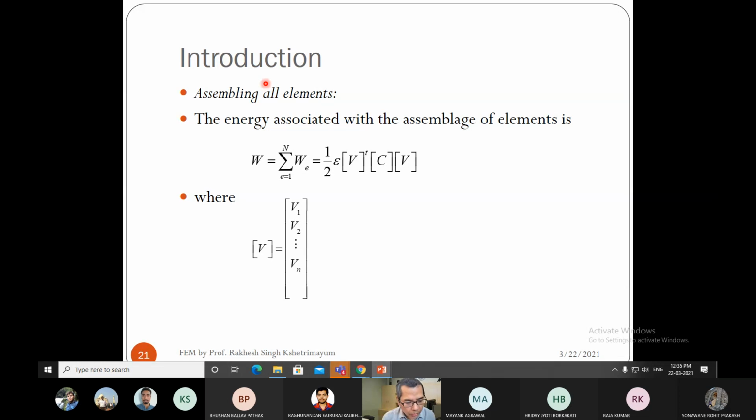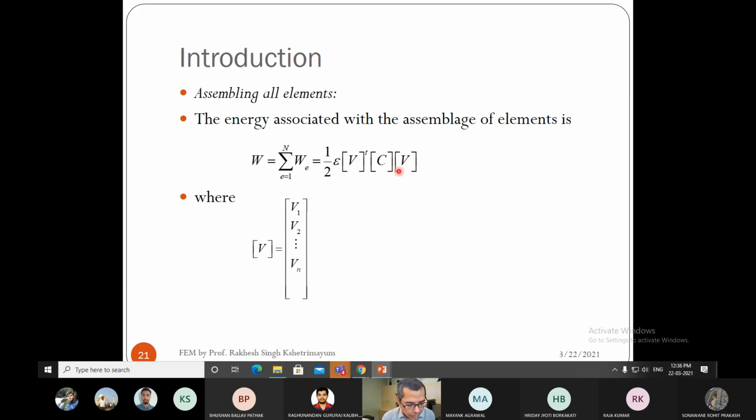So if I want to find the energy associated with the assemblage of elements, then what do I do? I sum all the energy for every triangular element. If I have capital N triangular elements, I sum the energy for every triangular element, W1, W2, W3, up to W capital N. So this you can express in a very compact matrix form, half epsilon B transpose C B. C is the coupling matrix, and B is the approximate voltage here.